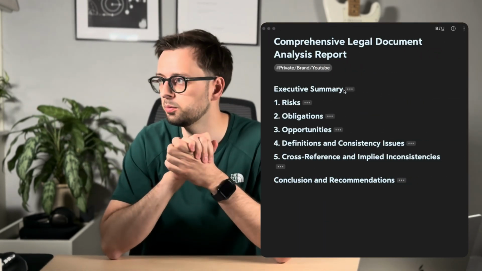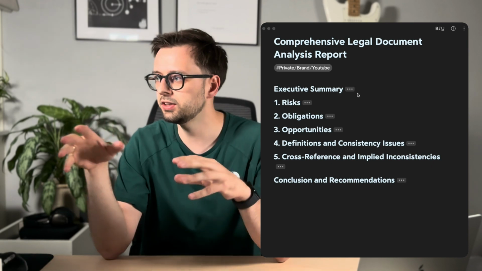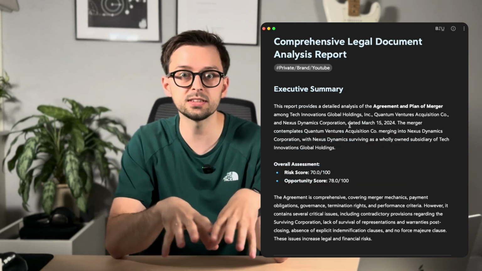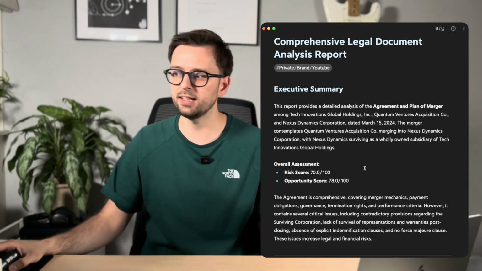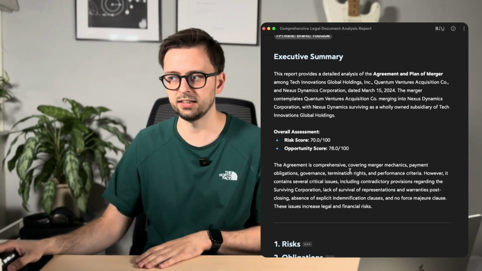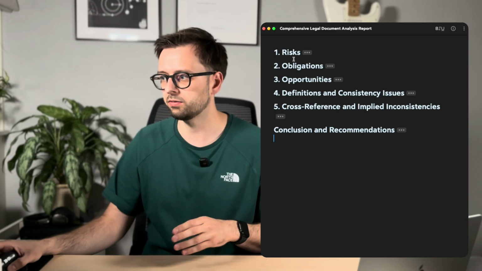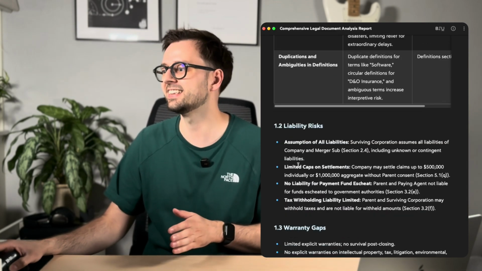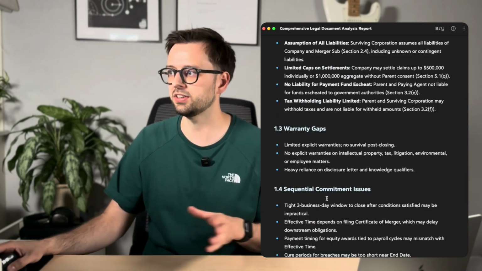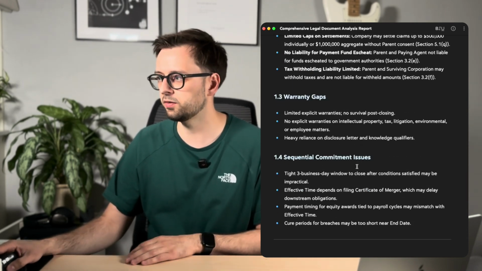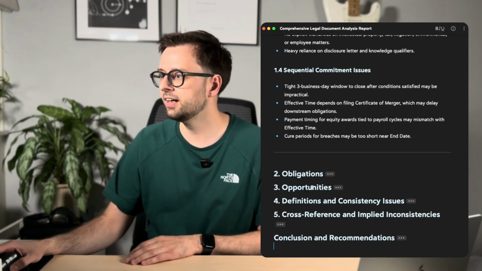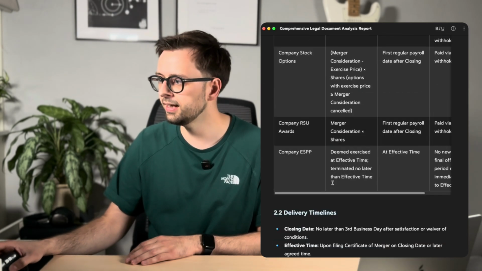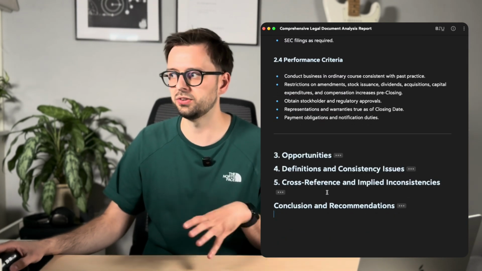Okay guys, so the workflow finished the job, and right here we've got the final report. It's starting with the summary and overall assessment, where we've got the risk score and the opportunity score. And then for each pipeline, we've got separate chapters. So for the risks, we've got the critical issues, liability risks, warranty gaps, and sequential commitment issues. Then we've got the obligations laid down, delivery timelines, reporting requirements, etc. And at the end, we've got the conclusion and recommendations.